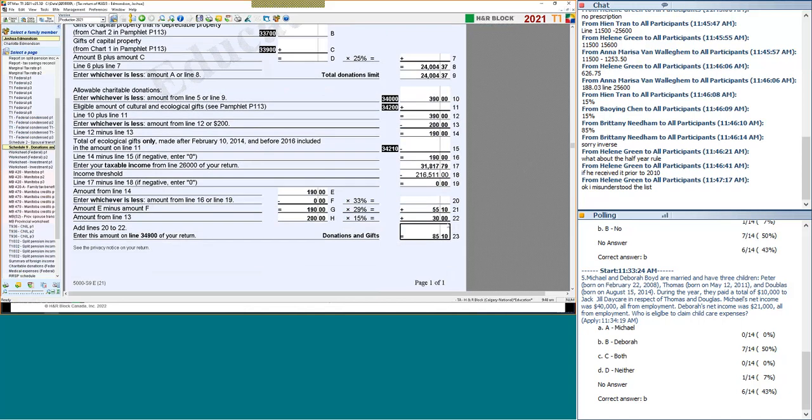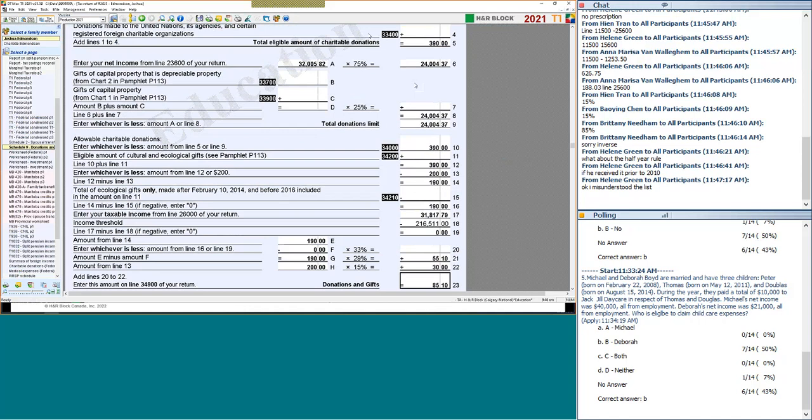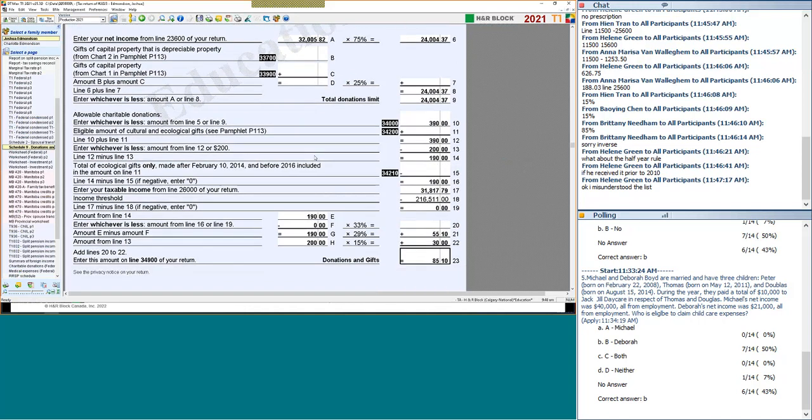The first $200 he gets $30 for. The remaining he gets $55.10 credit for. Total credit will be $85.10. So you can do the donations and gift schedule. Even if you're not 100% sure of this number and you haven't done the whole tax return, you can still get the right answer. Okay, medical I want to show you very quickly.